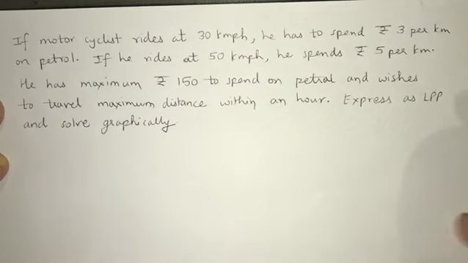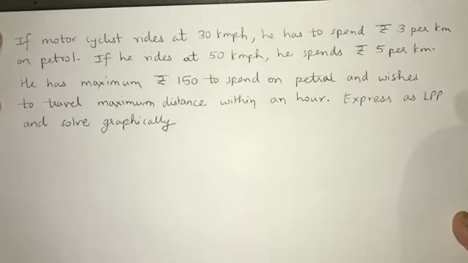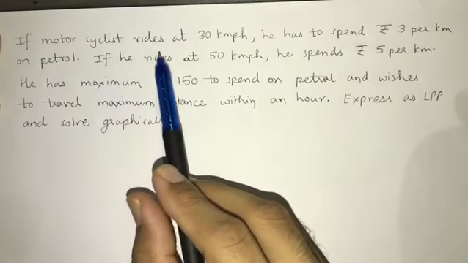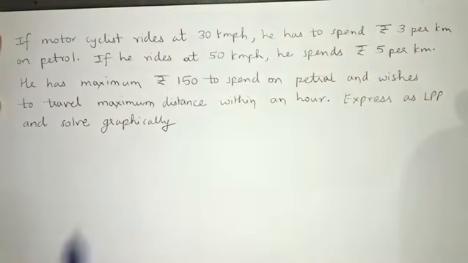But what do we have to do in this sum? Let us go through the question quickly. It's not a typical question where the data is available directly and you can form the constraints easily. It's like the previous sum only. It is a bit difficult to extract the data. A motorcyclist rides at 30 kilometers per hour and has to spend rupees 3 per kilometer on petrol. If he rides at a faster speed, that is 50 kilometers per hour, the cost per kilometer also increases and it becomes 5 rupees. He has a maximum of 150 rupees which he can spend on petrol. He cannot spend more than that on petrol, and he wishes to travel the maximum distance in 1 hour.